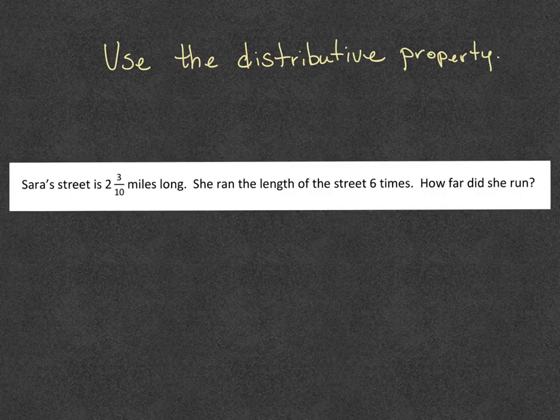And your last one. Sarah's street is 2 3/10 miles long. She ran the length of the street 6 times. How far did she run? Use the distributive property to solve for this word problem. Try to see if you want to do the read, draw, and write method also to help you solve it. And, of course, I want to see your work tomorrow.